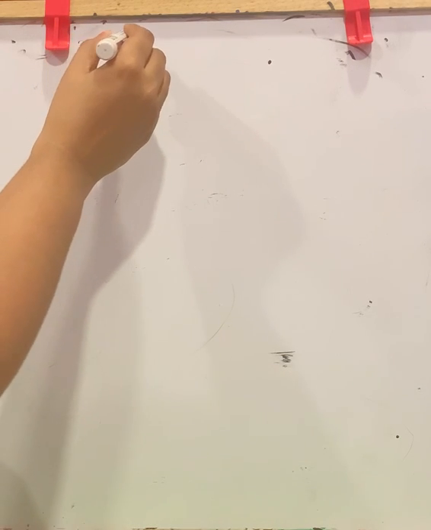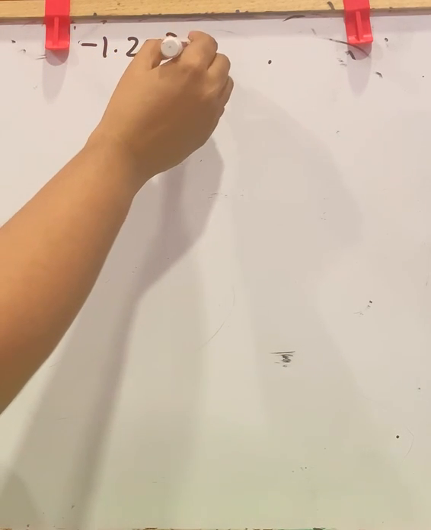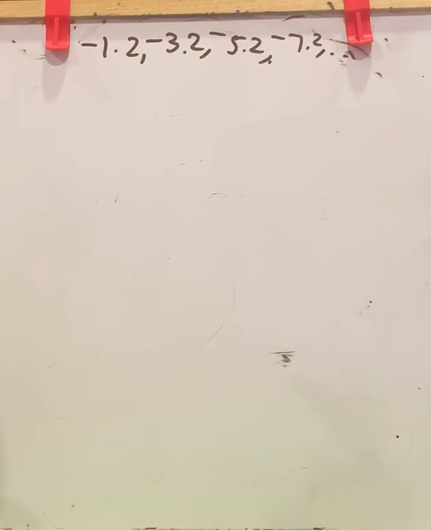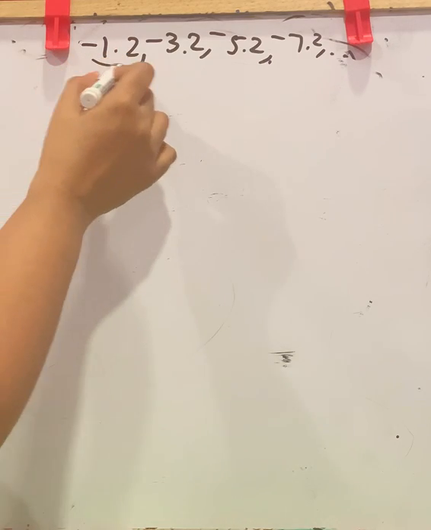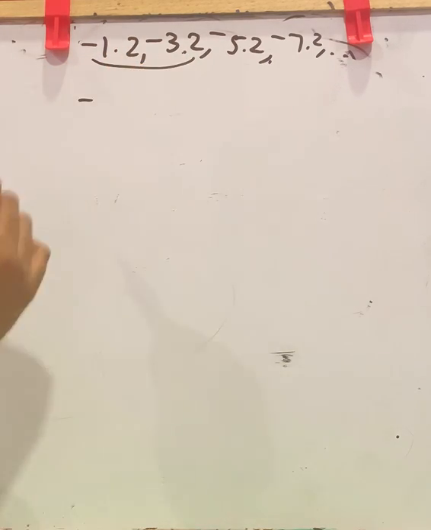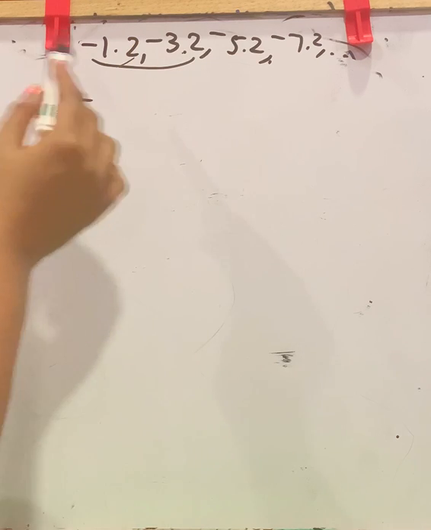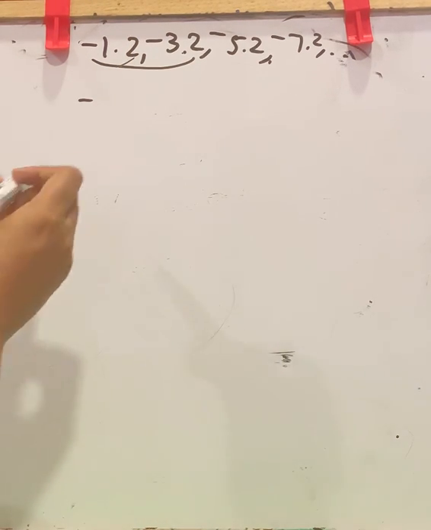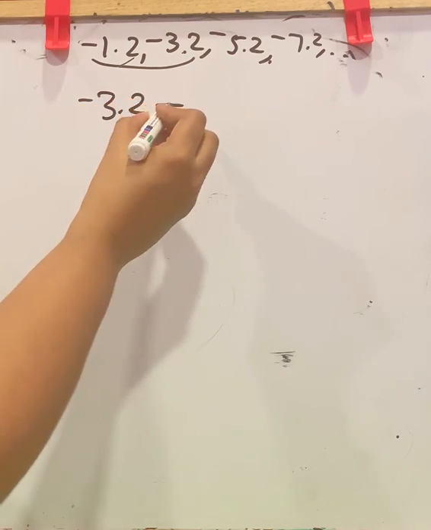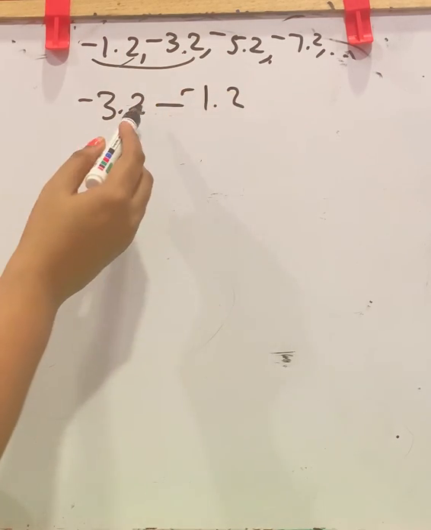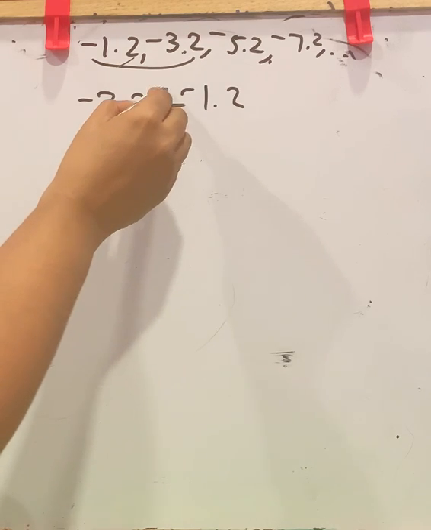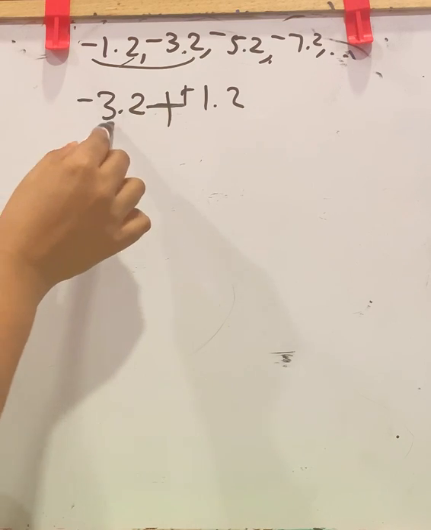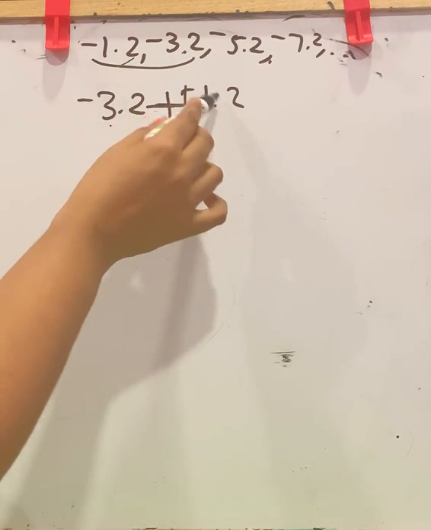Next, minus 1.2, minus 3.2, minus 5.2, minus 7.2, etc. First, you have to find the difference. First, we will consider these two, A1 and A2. This is in the position of A1 and this is in the position of A2. So, let us do A2 minus A1, that is second term minus first term. Minus 3.2 subtract minus 1.2. And whenever subtraction comes, make it addition and change the sign of the next number. Now, this becomes minus 3.2 plus 1.2.